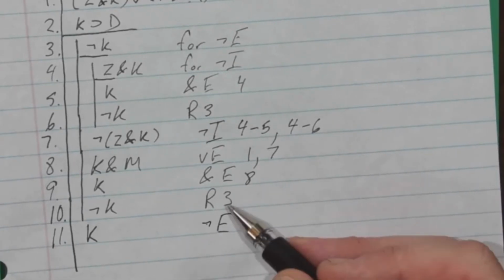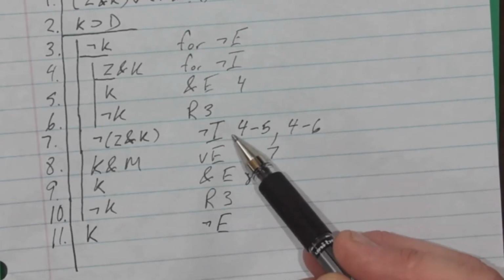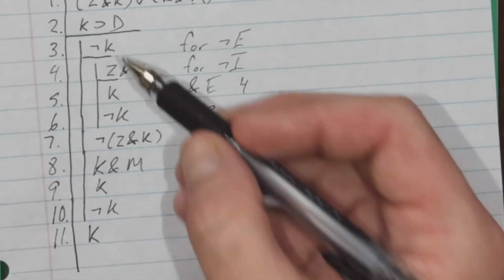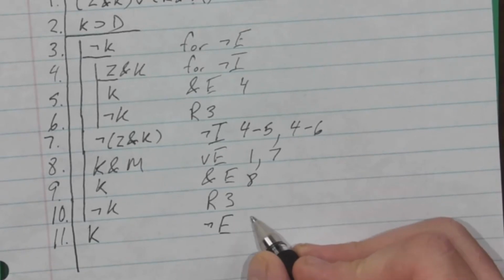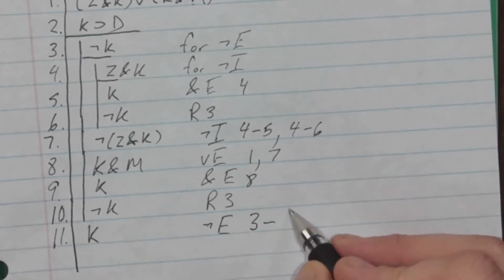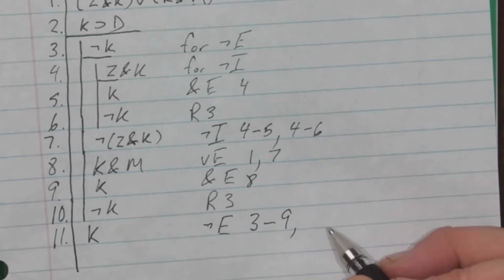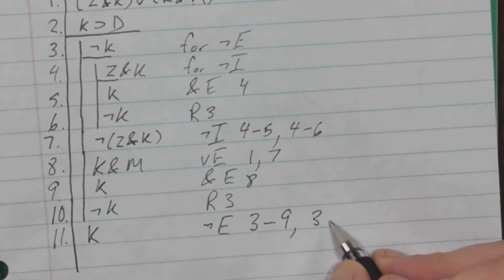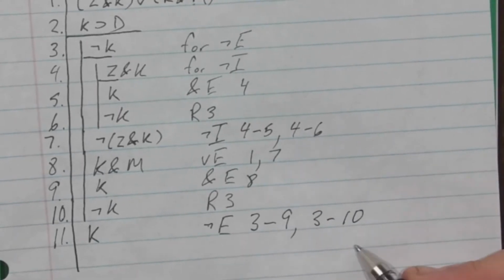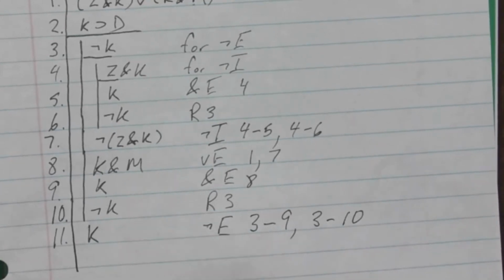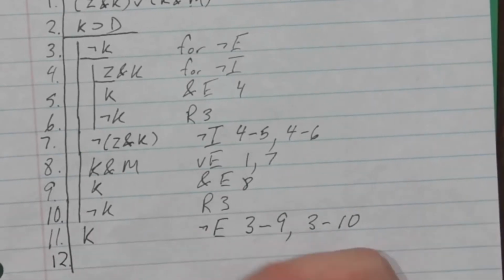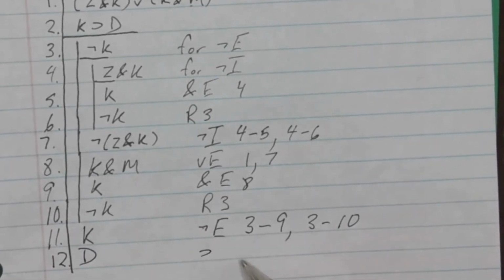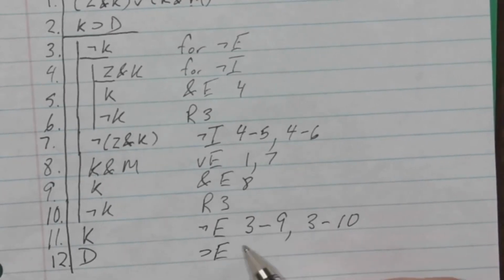And our negation elimination, similarly to our negation introduction rule, is going to start from the assumption that started this subproof, which will be 3, and it's going to run through 9, showing that K follows from that thing. And also, it's going to show from 3 to 10 that not K follows. In other words, we have a contradiction demonstrated here at the end of the proof. Now, at this point, it's very straightforward. We can derive D via conditional elimination from step 2 and step 11.